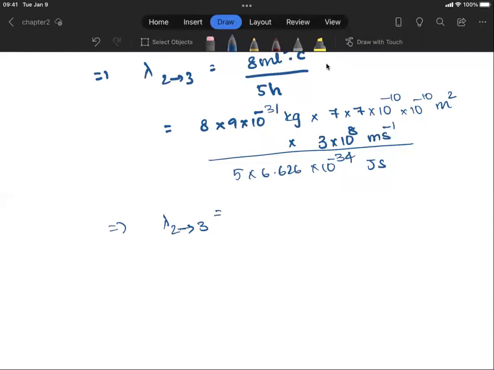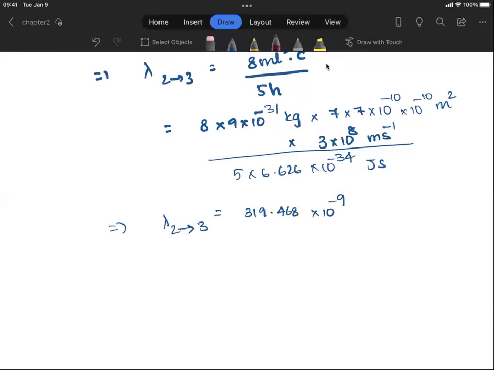So when we compute this value, let's actually compute it. It's going to be 8 times 9 times 7, 49, times 3 divided by 5 divided by 6.626. So this is going to give me 319.468 times 10 to the power. I'm going to club all the powers of 10. So negative 31 minus 10 minus 10 plus 8 plus 34 from the denominator.